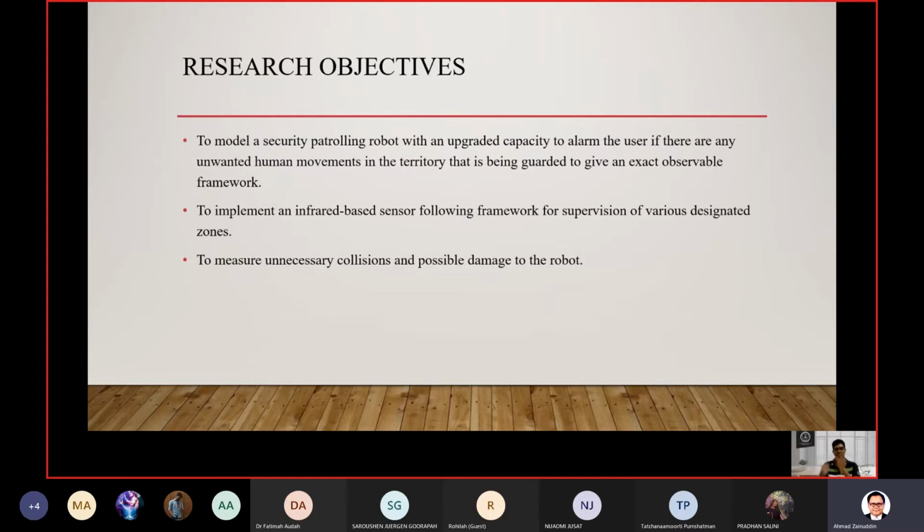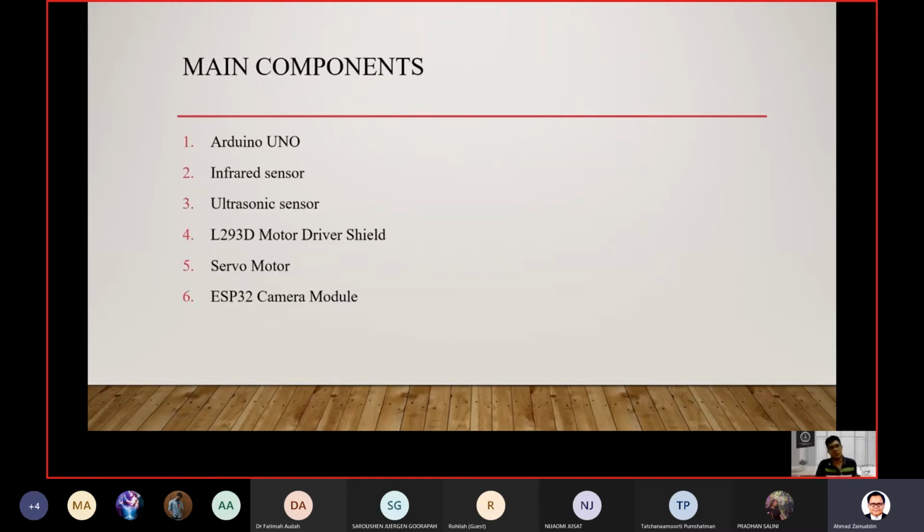So what they will do is they will detect obstacles and avoid them or possibly stop so that there won't be any damage to the robot that can cause any unwanted problems. So the main components of the robot will be an Arduino Uno, an infrared sensor, an ultrasonic sensor, an L293D motor driver shield, a servo motor, and an ESP32 camera module.